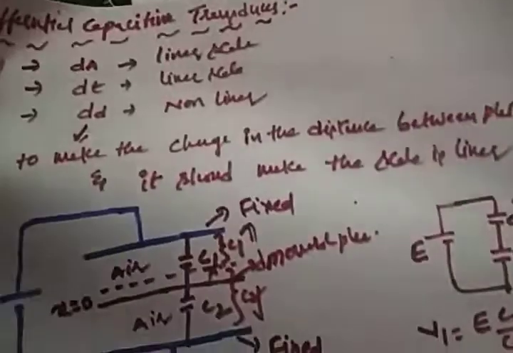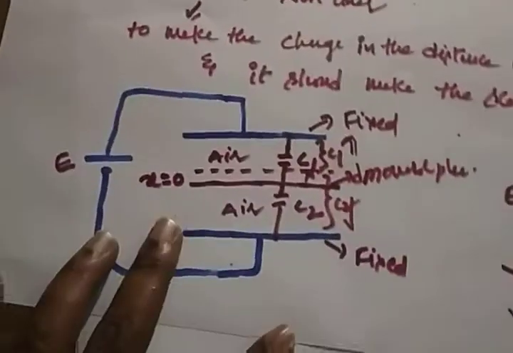So this is the equipment, this is the experiment which we can use to vary the distance between the plates of the capacitive transducer. This type of experiment will give a linear scale. So that's what it is. I'll explain one more time.